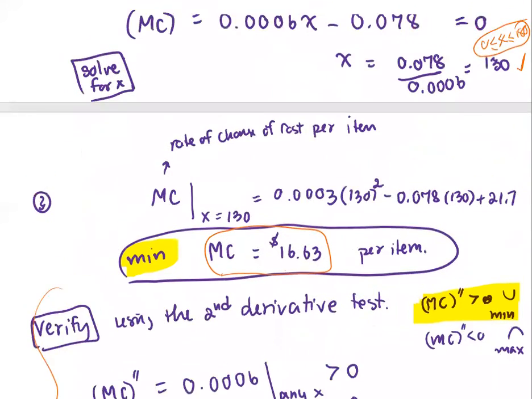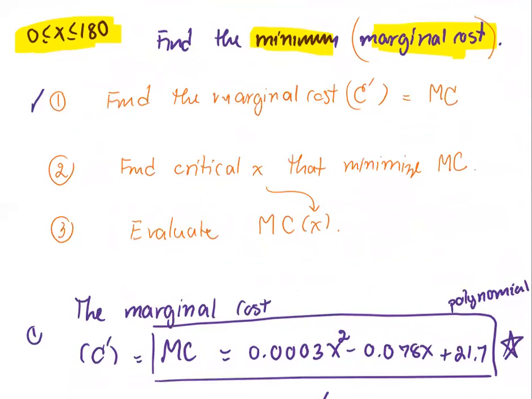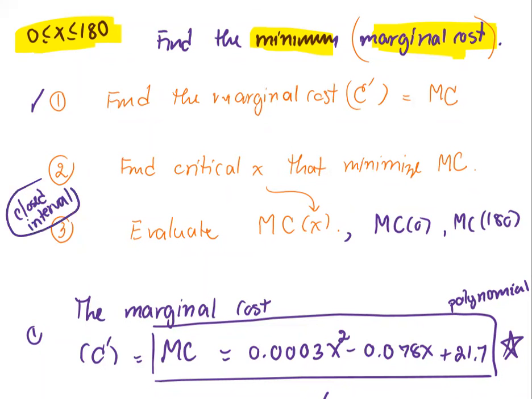So I'm going to add over here because that's what I missed. Evaluate the value at the critical number, and then the marginal cost at 0 and the marginal cost at 180, because this is a closed interval problem, not an open one. So we have to check the left and the right endpoints as well.